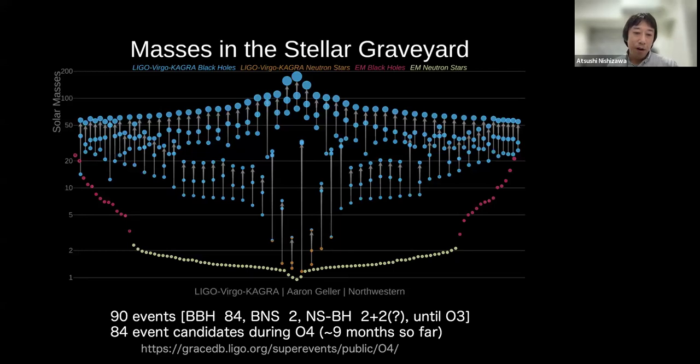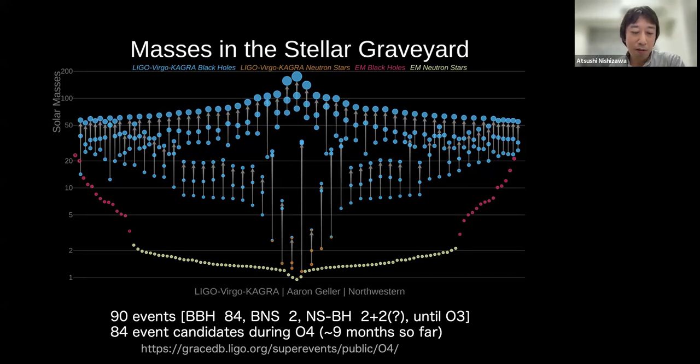And the observation. There are many events detected so far. Nine events have been detected until O3. And now the O4 observation is running, and in the first half of O4 observation, there are 84 event candidates, which is during the first 9 months of the O4 observation.